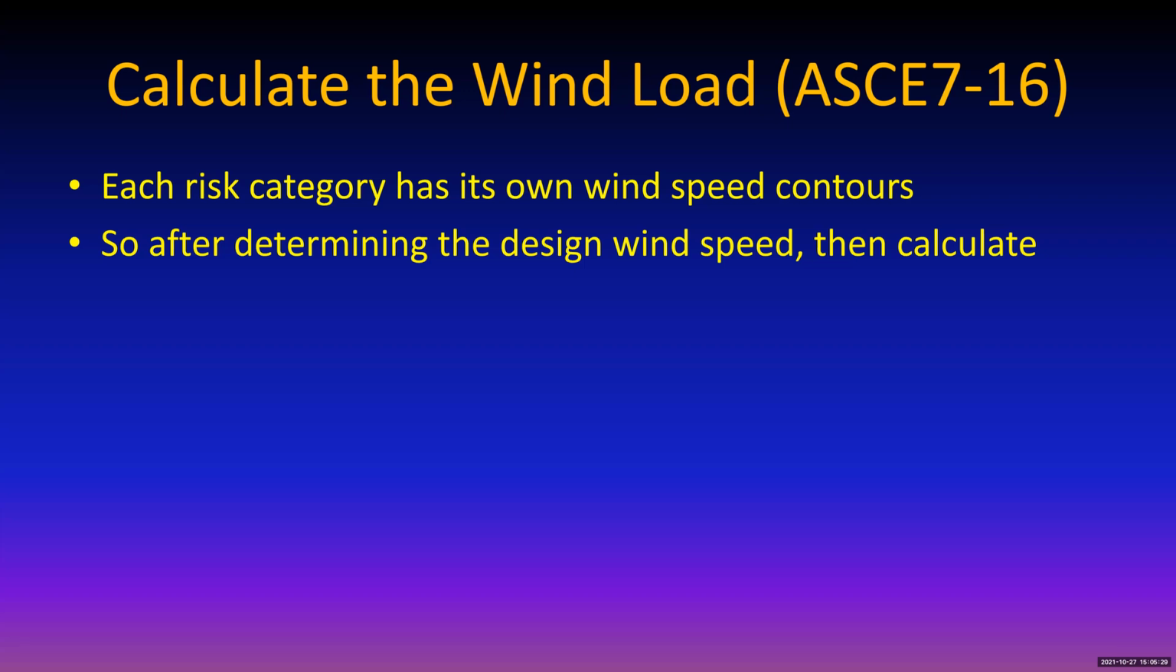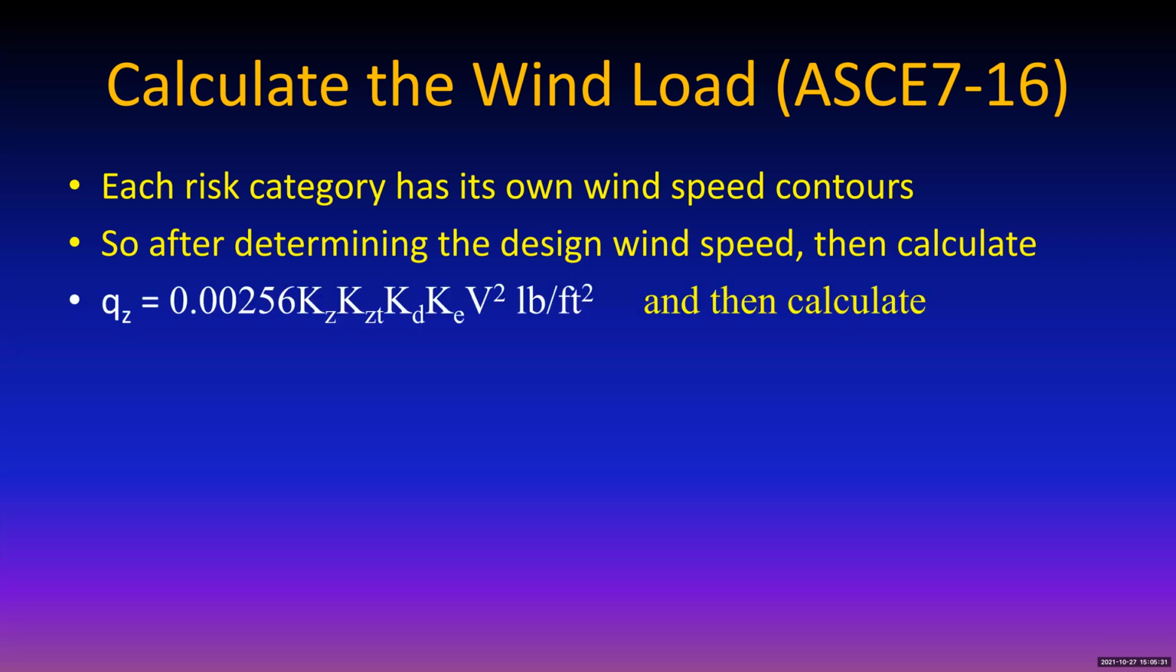Okay, so you get the design wind speed, and then you have to calculate this quantity QZ. The 0.00256 represents the density of air, because if the air had no mass, then there would be no pressure to worry about. And then you've got a bunch of coefficients, and you have to figure out what they are. V squared, of course, is the velocity of the wind, and so we mentioned the square of the velocity.